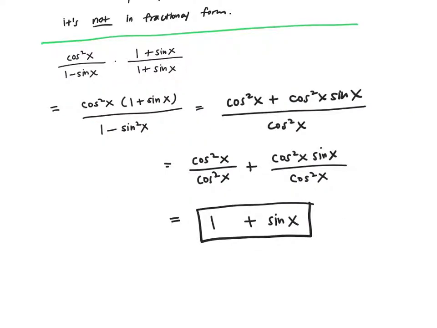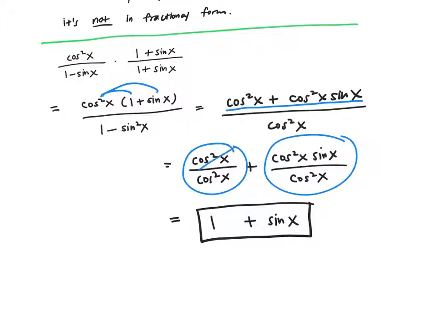Here I'm just showing you the work if you were to have distributed the cosine squared x at the beginning, what it would look like. You would end up with the following, and then you could separate it into two fractions here. And the cosine squared x cancel out, giving you a 1. Cosine squared x cancel out here, giving you a plus sine of x. So you end up with the same answer.